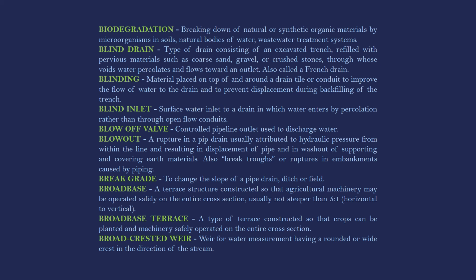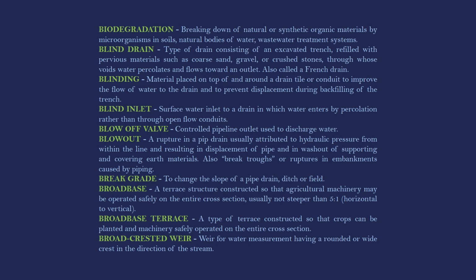Blow-off valve. Controlled pipeline outlet used to discharge water. Blowout. A rupture in a pipe drain usually attributed to hydraulic pressure from within the line and resulting in displacement of pipe and in washout of supporting and covering earth materials. Also, breaks through, or ruptures in embankments caused by piping. Break grade. To change the slope of a pipe drain, ditch or field.